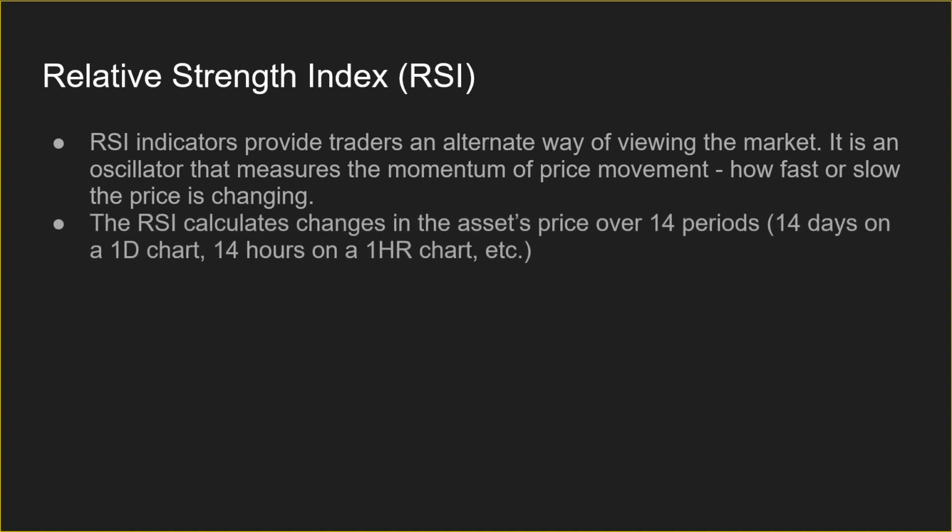The RSI calculates changes in the asset's price over 14 periods. This will be 14 days on a daily chart, 14 hours on a 1 hour chart. If you're looking at a 30-minute chart, it's going to consider the past 14 candles, each one of those being 30 minutes. So you could do the math on that. I'm not going to do that right now. So that's something to consider. It will vary and change based on which chart you're looking at.